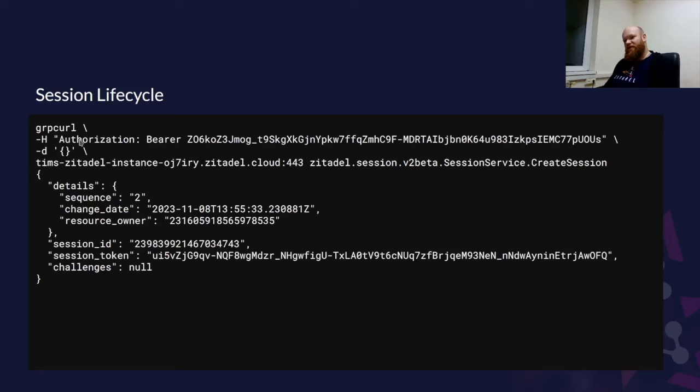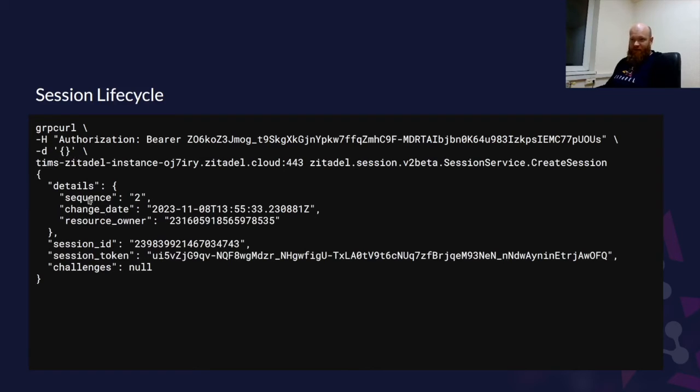So we are sending here a request with the bearer token, which represents the application user. So this is a machine user path that I'm using here. So I'm calling the create session endpoint with an empty request. Data is empty, it's just an empty JSON here.